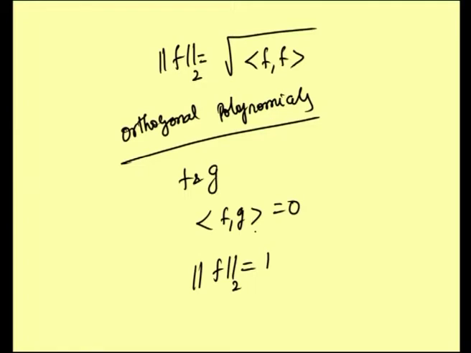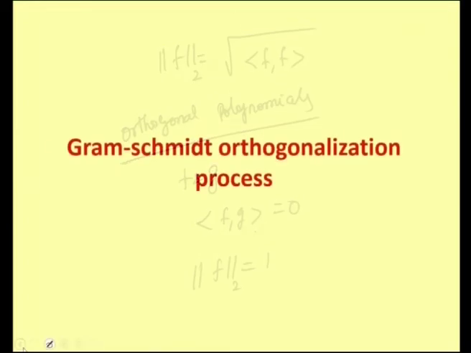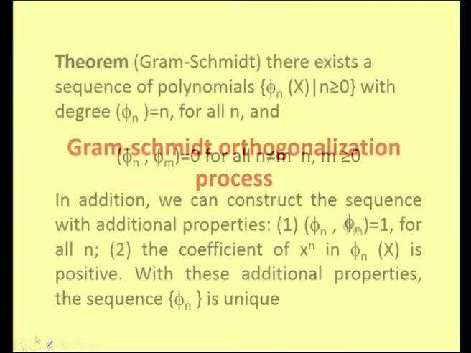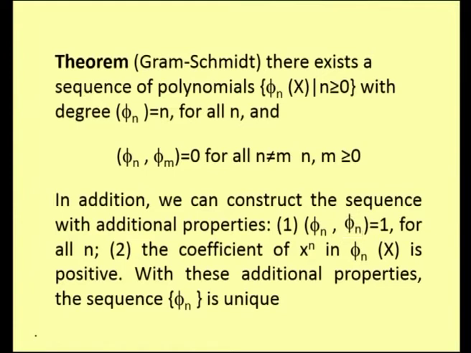Based on this, we have this famous process called the Gram-Schmidt orthogonalization process, wherein any two polynomials can be made orthogonal by this process. The theorem goes like this, the Gram-Schmidt theorem. There exists a sequence of polynomials phi n of x, n greater than or equal to 0, with degree of phi n equal to n for all n, and inner product phi n comma phi m is equal to 0. It is called orthogonal polynomials.